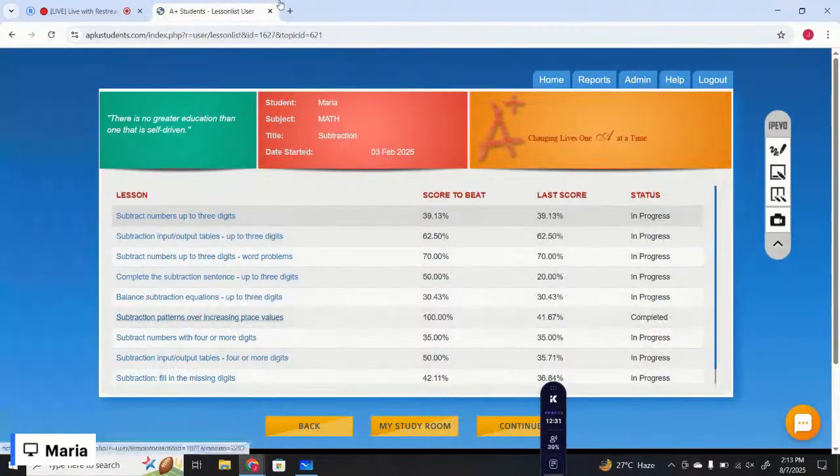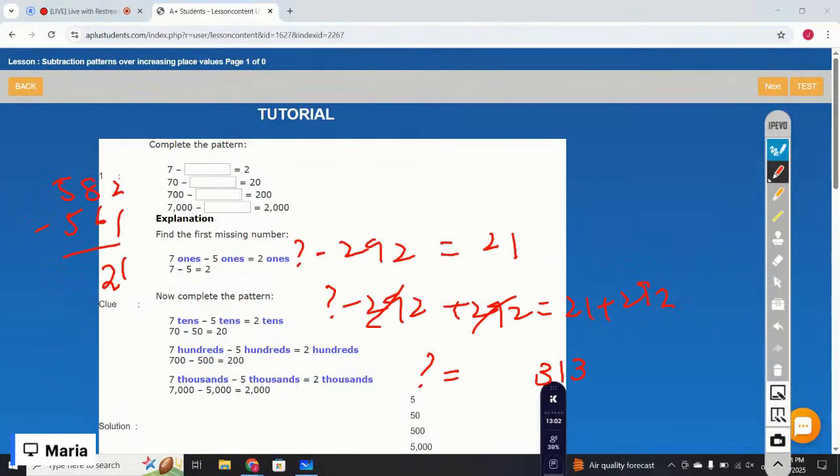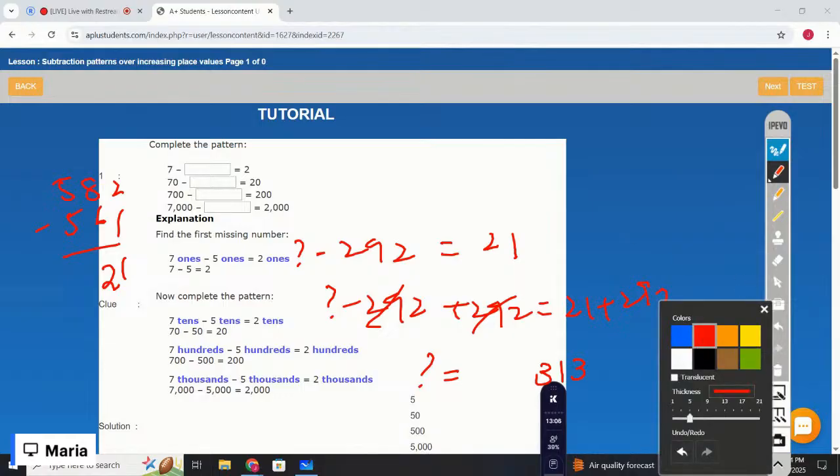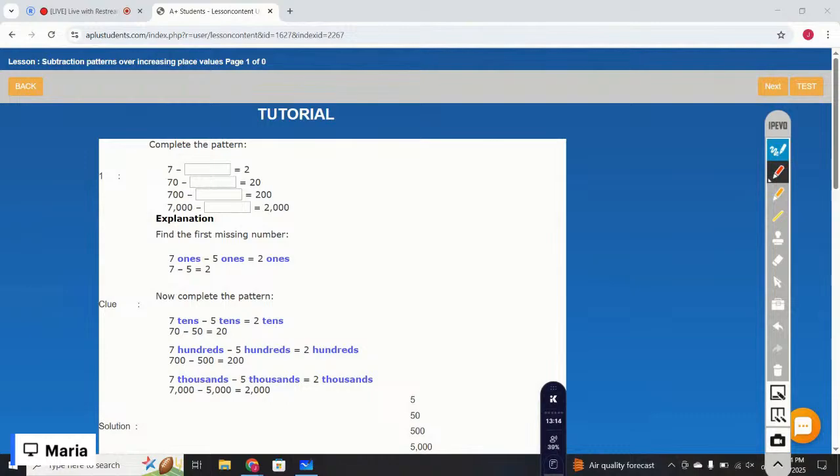The next lesson is subtraction patterns over increasing place values. Complete the pattern. 7 minus what number is 2? 70 minus what number is 20? 700 minus what number is 200? 7 minus 5 is 2. 70 minus 50 is 20. 700 minus 500 is 200. 7,000 minus 5,000 is 2,000.